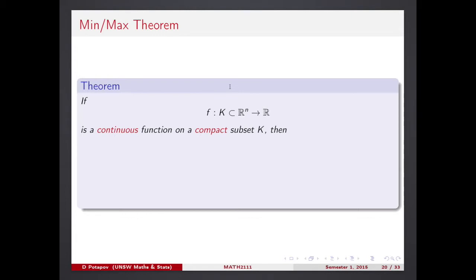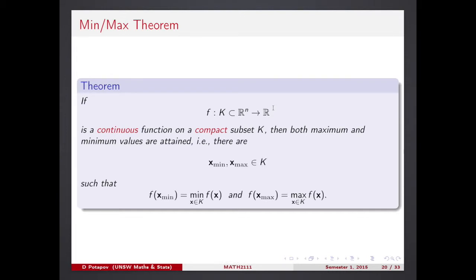The minimax theorem says this: if you have a continuous function of several variables, but one which takes numerical values, so here we don't have a vector in the codomain, and if it lives on a compact subset, like it is said in the statement, then there will always be two points, maybe more, at which your function takes the max and the min value across the compact subset K. And that's what is said here.